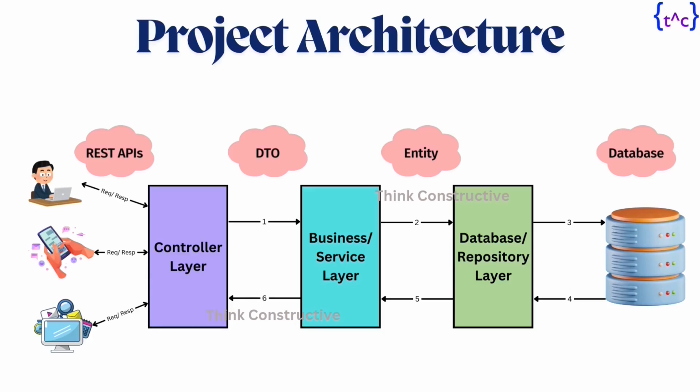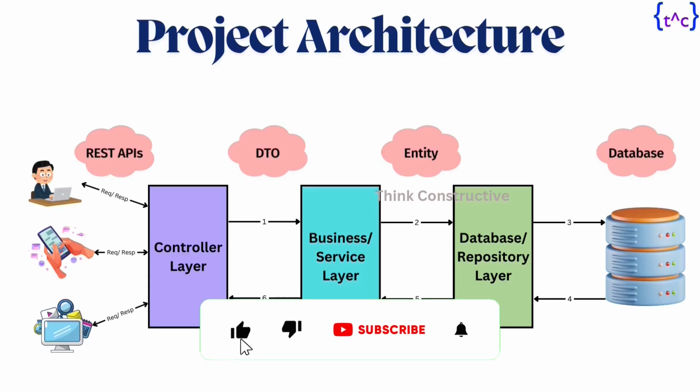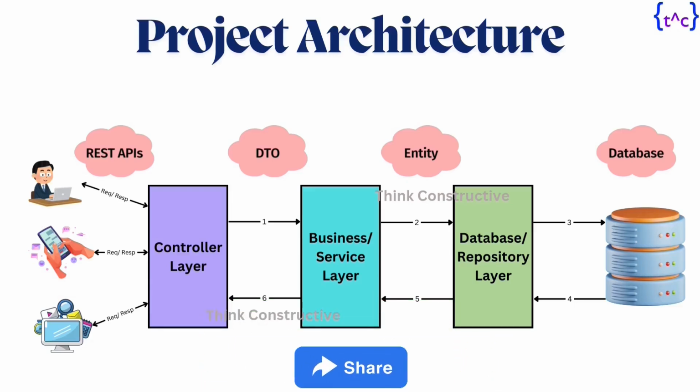The controller layer will be accepting requests from a laptop, mobile or any other client which is capable of sending REST API requests. It will be further processing and sending the request to the business or service layer. The business or service layer will be doing some logical processing if needed, and then for the database related activities, the business layer will be sending the request further to the database or repository layer.